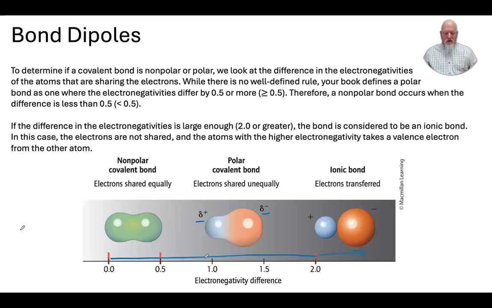All right? So right now we're going to focus on the nonpolar and polar area. So basically, if it goes from 0 up to 0.5, but not including 0.5, that's how I do it, it's not polar. If it's 0.5 or greater up to 2, then it's polar. And if it's 2 or greater, then it's ionic.